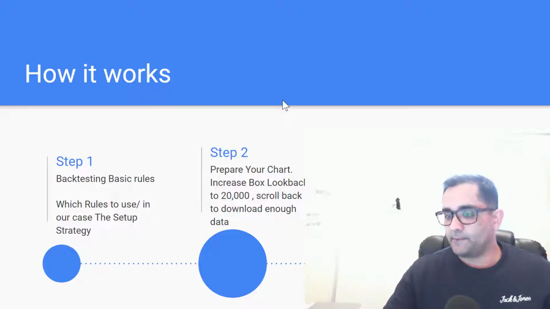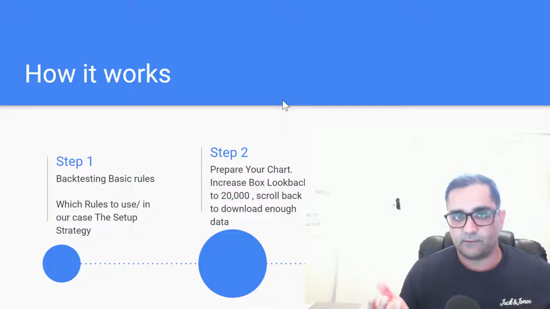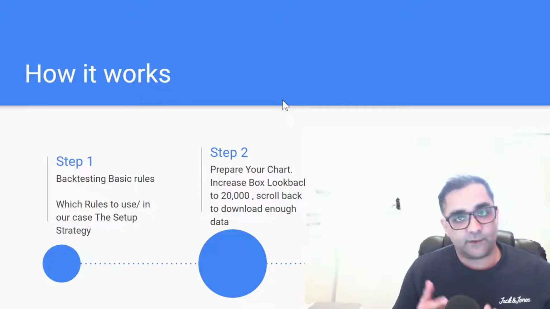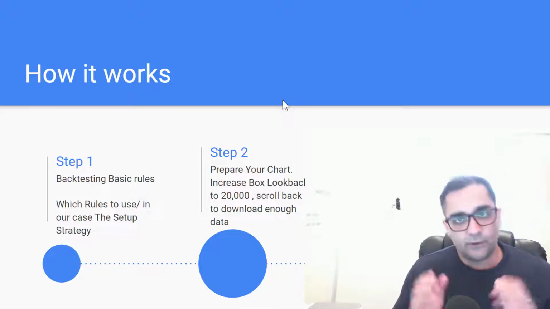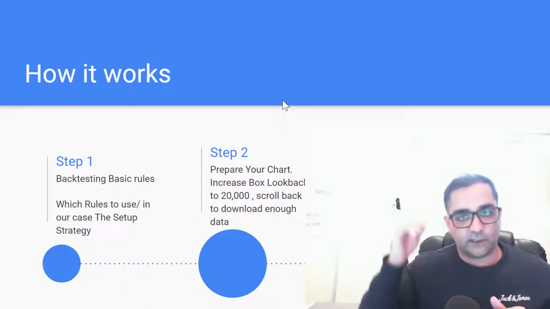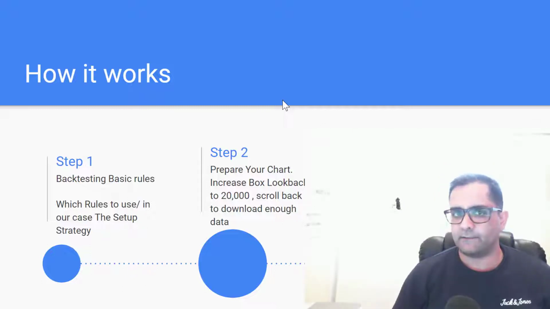Anyway, step 1 is backtesting basic rules, which is you should know what setup you're looking for. In our case, we're going to be looking for setup 1, setup 2. If you don't know the setup 1, 2 rules, that's okay. You can look at one of the videos there or go to my blog iTradeAIMS.com. You will find quite a lot of free information there where you can adopt that setup.